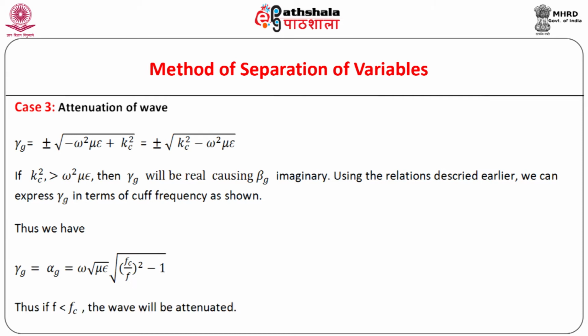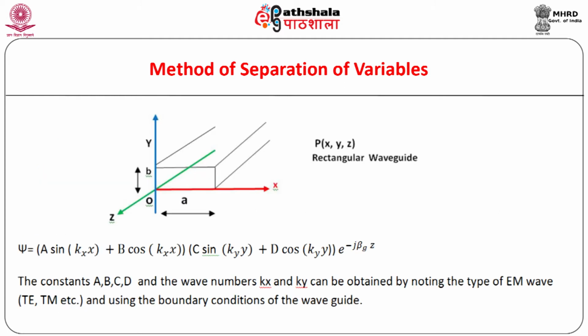Thus, if f is less than f c, the wave will be attenuated. Consider a rectangular waveguide of width a and height b with coordinate axis as shown. From the above equation, we understand that if the frequency f of the electromagnetic wave is smaller than f c, then the wave will decay exponentially, since alpha g is greater than 0, with a factor of e to the power minus alpha g into z as it propagates through the waveguide along the z axis, and vanishes.